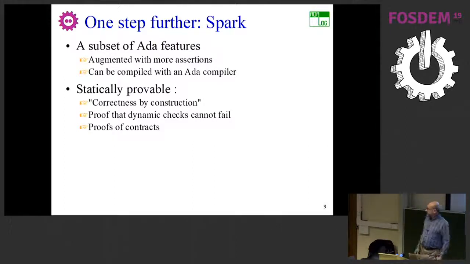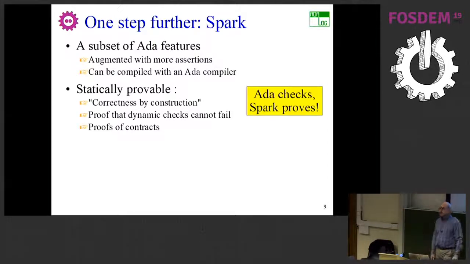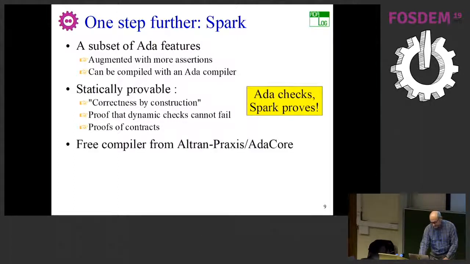So the mantra of the Spark people is correctness by construction. You want the thing to be designed and correct right from the start. And it has mainly checked that the dynamic checks cannot fail to prove statically, that means at compile time, that all required features are met. So, in short, if you want, Ada checks, Spark proves. Okay, so Ada at runtime makes sure that it's true, Spark proves that it cannot be false. However, this implies many restrictions, because not everything can be proven easily.